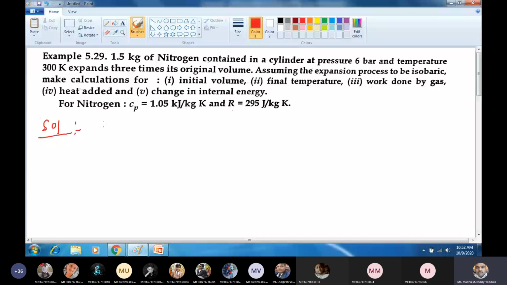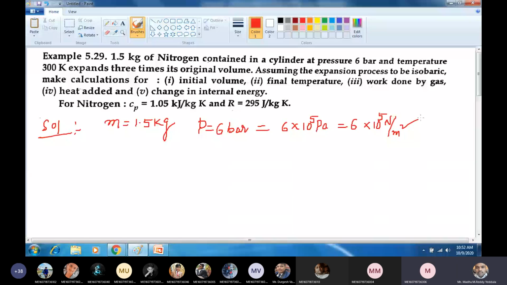Solution. So mass is given. Mass of the nitrogen is 1.5 kg, contained in a cylinder at a pressure of 6 bar. So P is equal to 6 bar. Convert the units bar to Newton per meter square. 1 bar is equal to 10 power 5 Pascal. That is equal to 6 into 10 power 5. 1 Pascal is nothing but Newton per meter square. And temperature T is equal to 300 Kelvin, and it expands 3 times to its original volume.